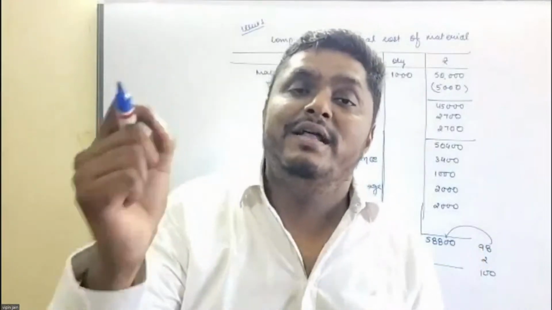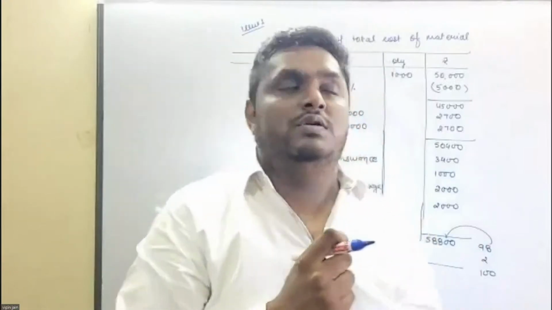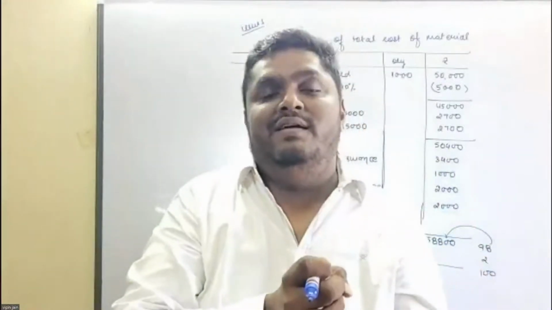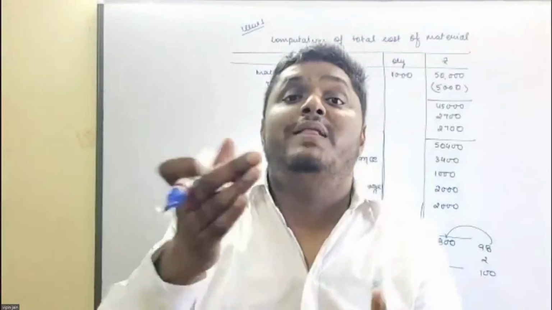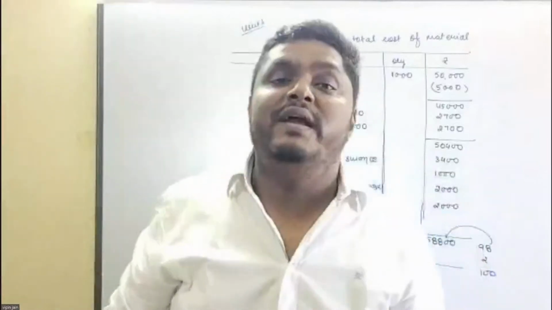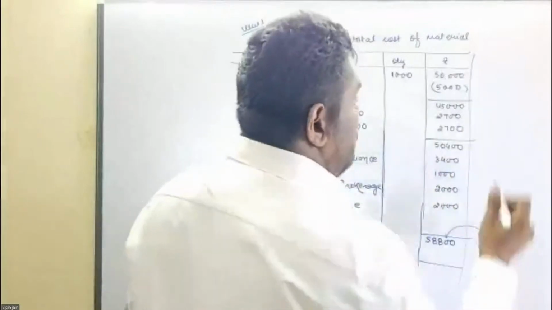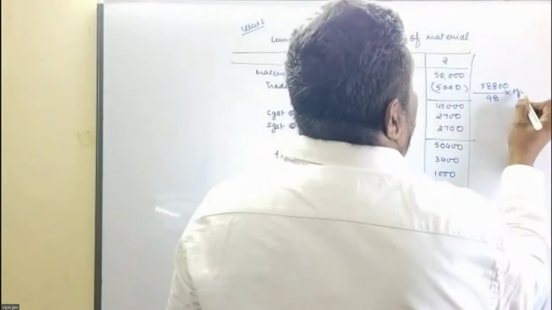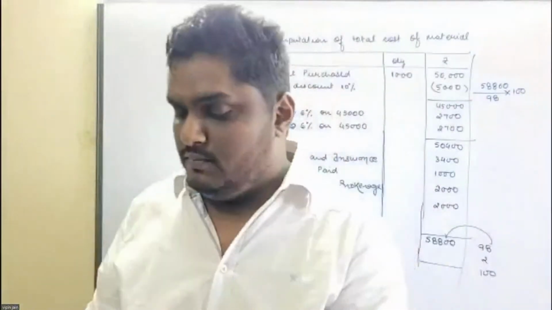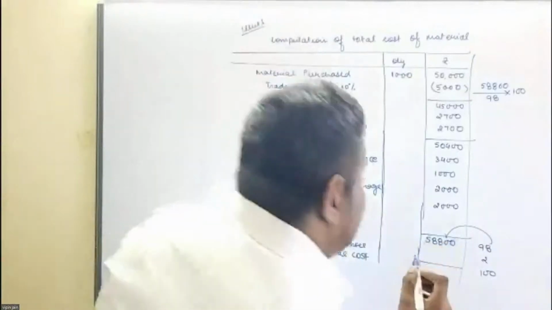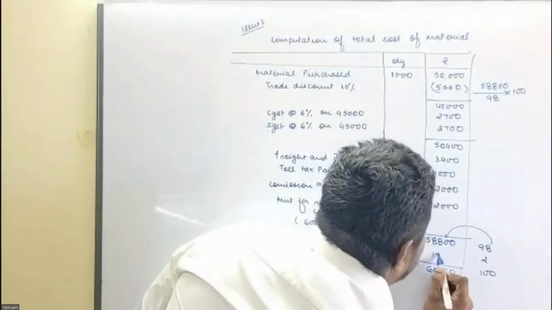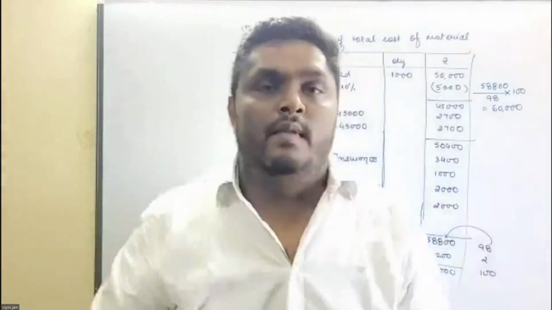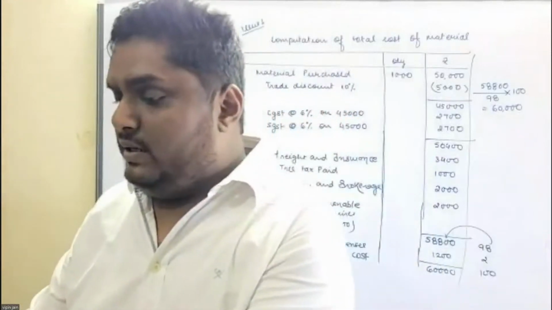I repeat again, other expenses are 2% of the total cost. But total cost we don't have. So let's assume that total cost is 100. 2% is the other expenses. It means what? The balance 98% is how much? 58,800. So therefore, 58,800 divided by 98 into 100 will be the total cost. So this will be 60,000, and this will be 1,200. So I hope this part is clear to all.